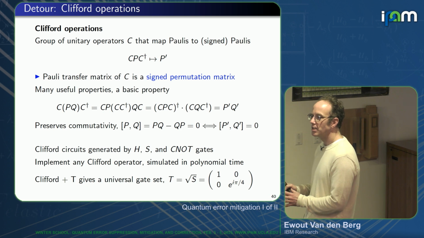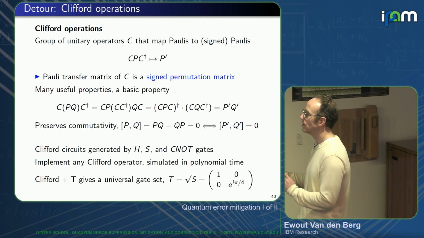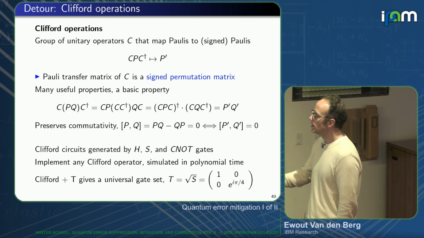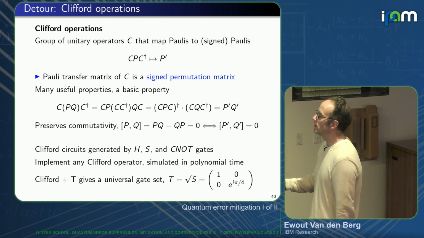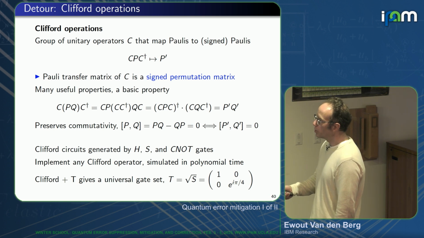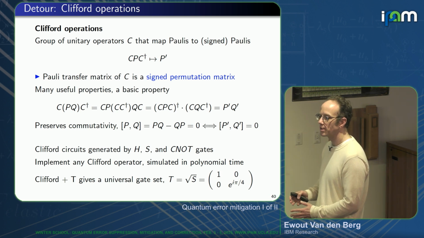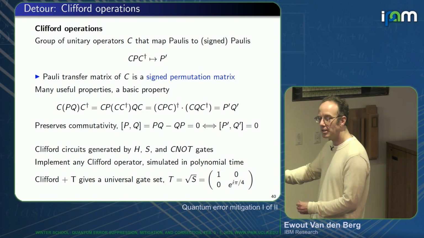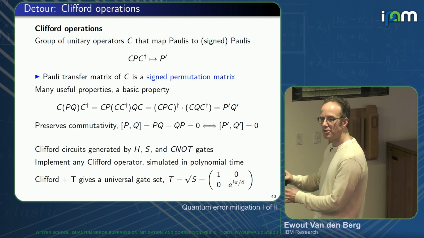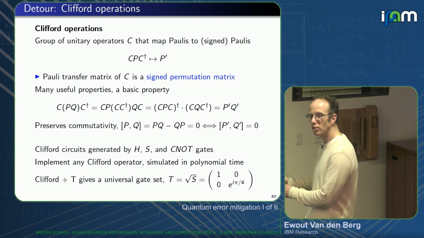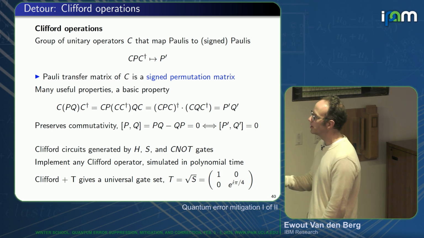So this is where we restrict ourselves to Clifford operators, right? So Clifford operators are just a group of unitary operators that map Paulis to Paulis, right? So if you apply a Clifford operator to some Pauli, you get some other, or the same Pauli. If you look at the Pauli transfer matrix of a Clifford operator, it's a signed permutation matrix. So each Pauli is mapped to some Pauli with a potential sign. Not every signed permutation matrix will be the Pauli transfer matrix of a Clifford operator, but every Pauli transfer matrix of a Clifford operator will be a signed permutation matrix.